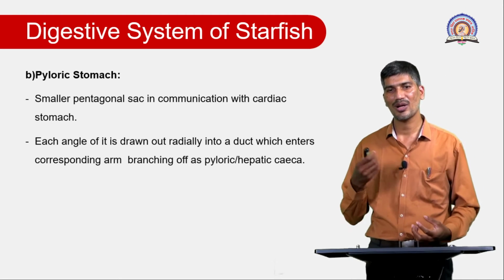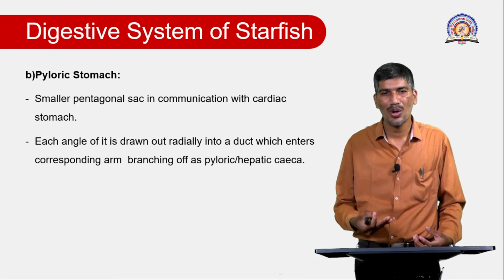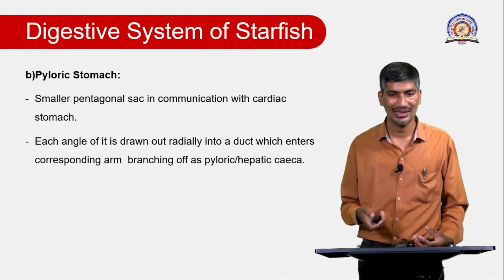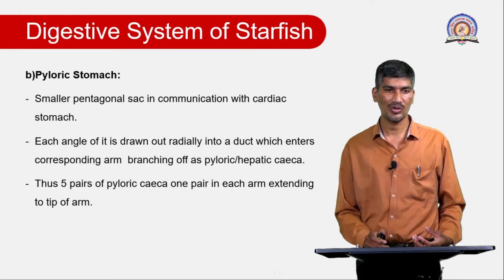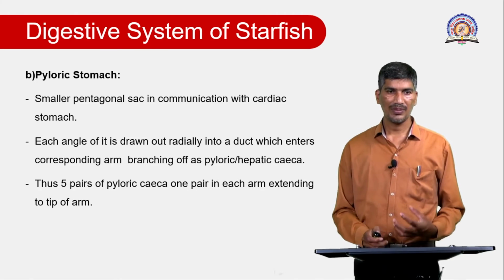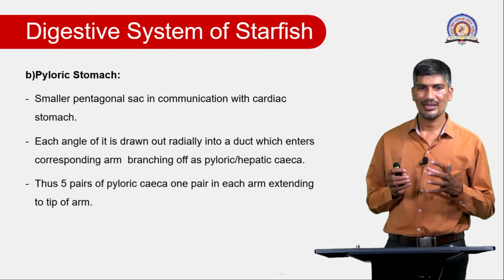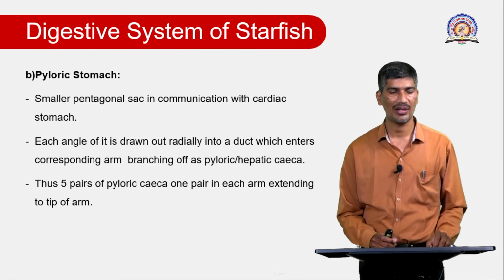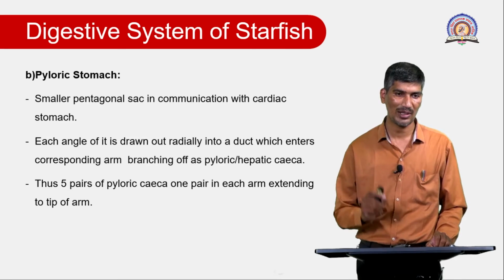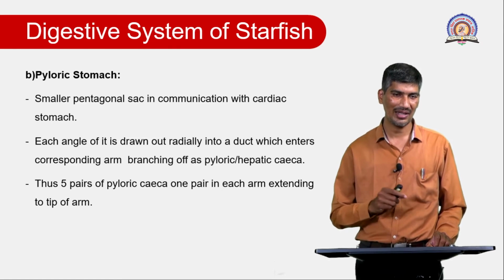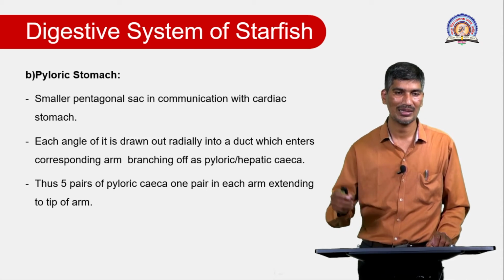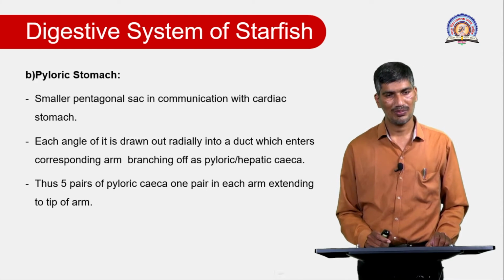This pyloric stomach or hepatic sac is also commonly called the digestive gland. It secretes the digestive juices. These are 5 pairs of pyloric sacs, and one pair extends into one arm up to the tip region of the arm. In each and every arm, this pyloric cecum is developed and extends from the pyloric stomach.